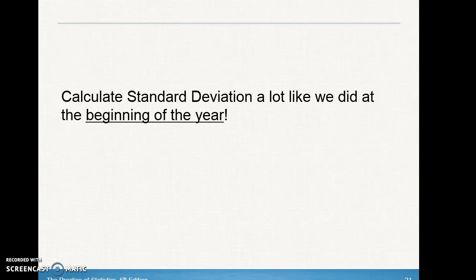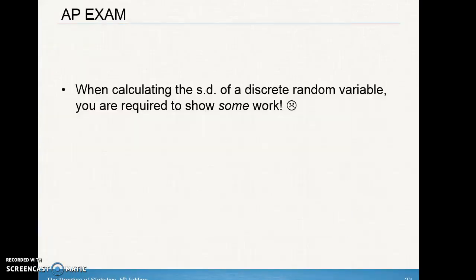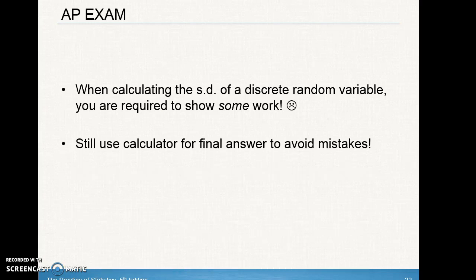So we end up calculating it a lot like we did at the beginning of the year, just modifying it slightly because we're now working with probability distributions. So when you calculate the standard deviation of a discrete random variable, you can use the calculator, and we will use the calculator. You will use that to make sure you don't make any mistakes on the AP exam. But you are required to show some work. You cannot just write down the final answer and move on. They're not going to assume that you knew how to do that in the calculator. You have to show the actual steps.